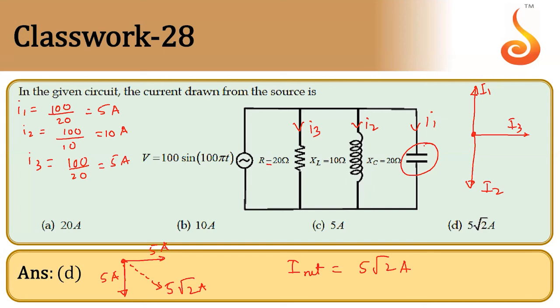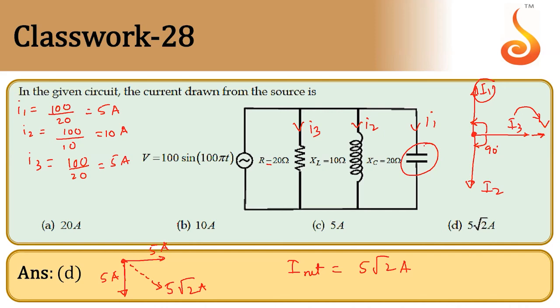After calculating the current, see here, say this is the applied voltage direction. The current through the resistor will be in the direction of the applied voltage. The current through the capacitor will be ahead of the applied voltage by 90 degrees. The current through the inductor will be lagging behind the applied voltage by 90 degrees. That's what I did here. Assume the currents to be vectors.